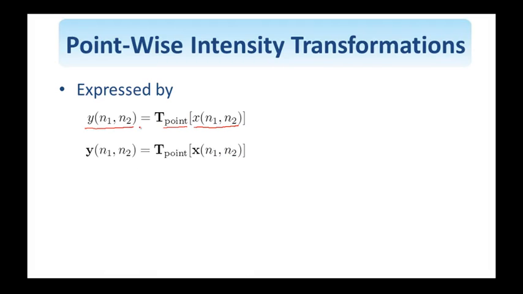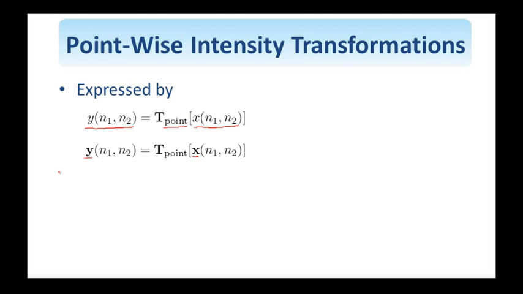A more general case, you might say, is when now x and y are not scalars but are vectors. So this is the case, for example, when I deal with a color image. So x is a vector, a 3x1 vector, for example, the RGB channels of the input image and the RGB channels of the output image.